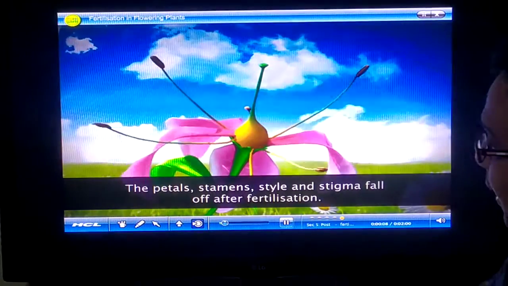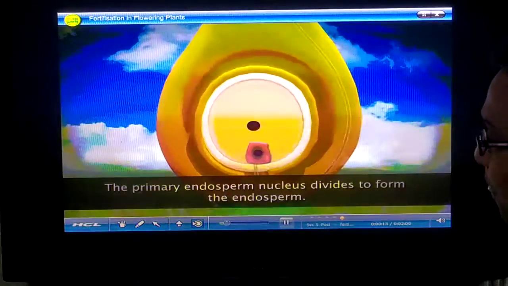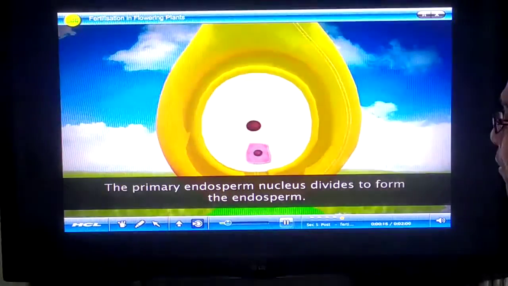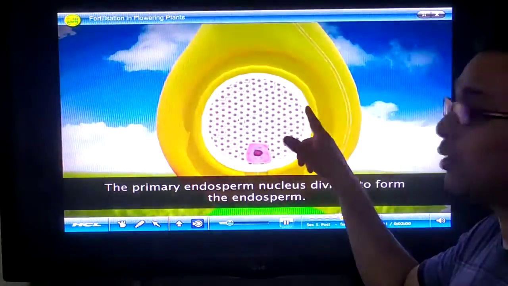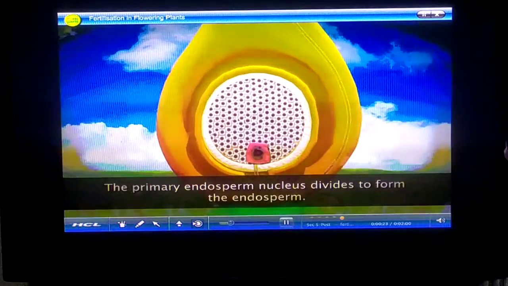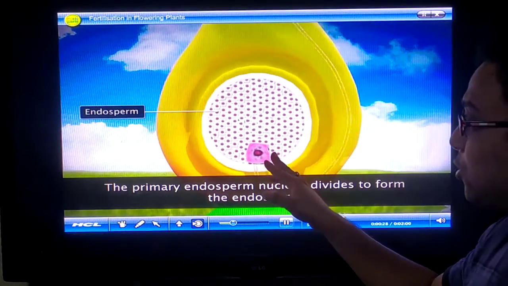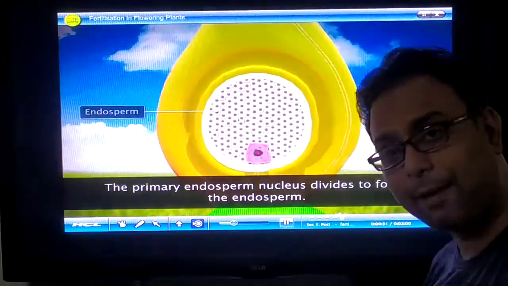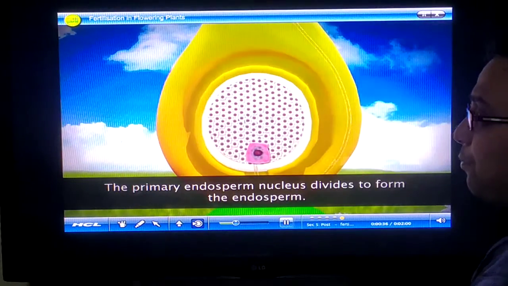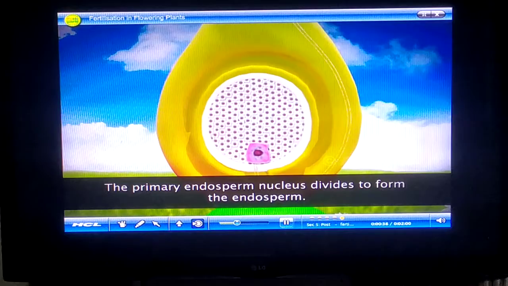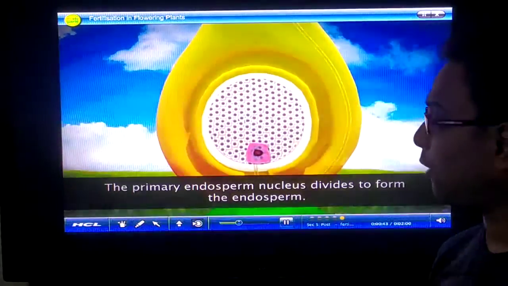After the fertilization, all the petals, stamens, style and stigma fall off. The primary endosperm nucleus divides and the endosperm is formed there. This is called the nuclear endosperm. And this one is the zygote after the fertilization. Here also cell division happens, then the embryo is formed. These are the integuments. So all the different parts change into different parts after the fertilization.